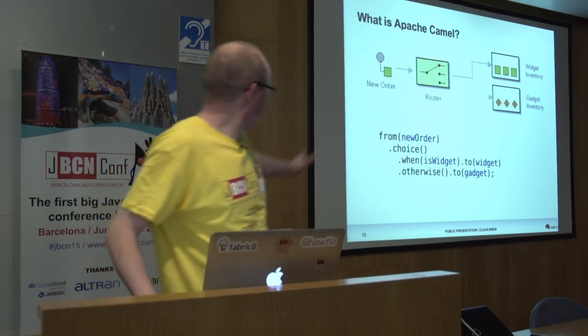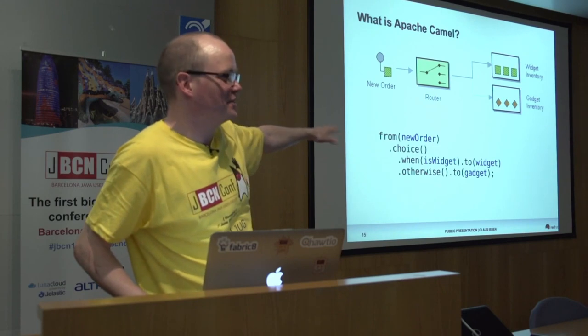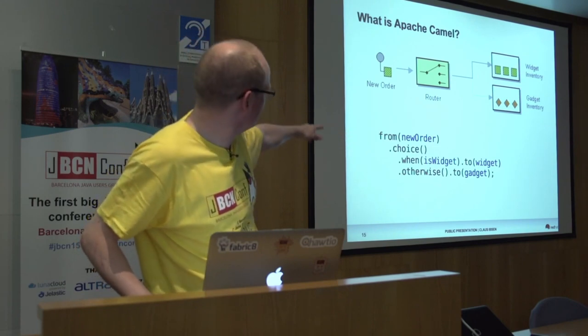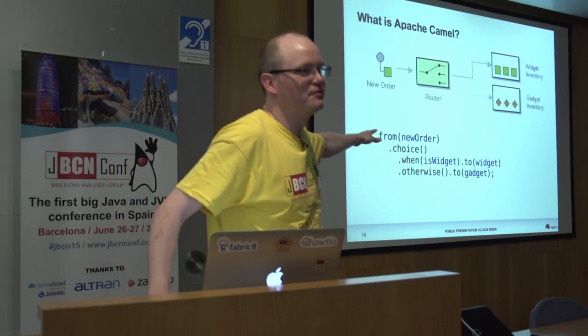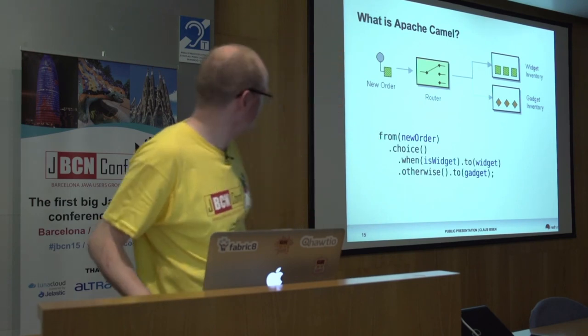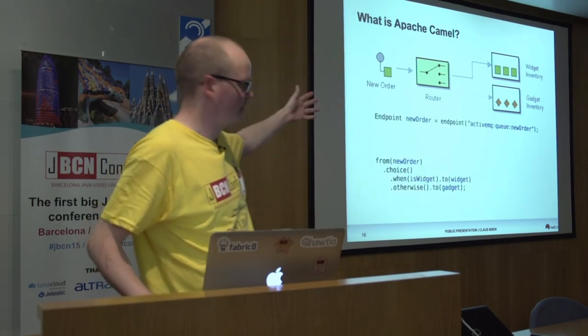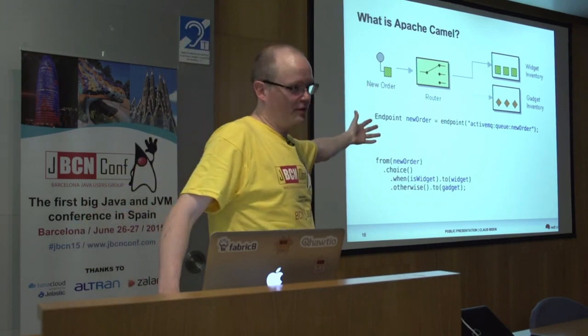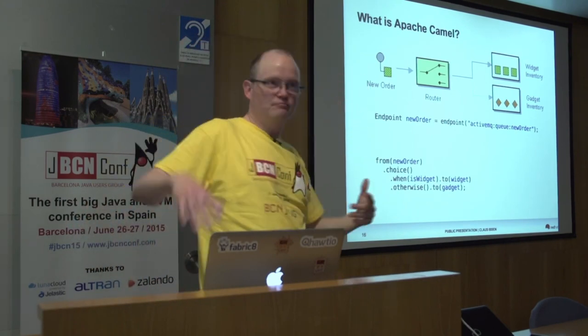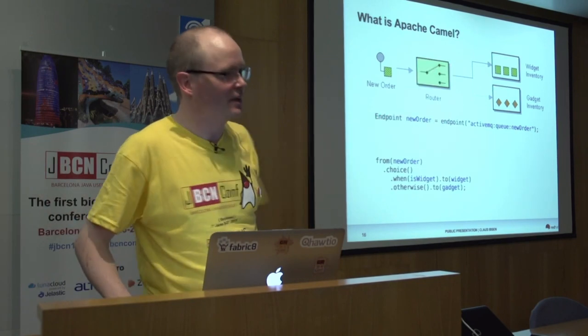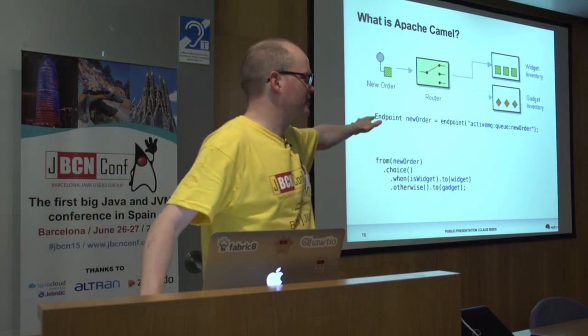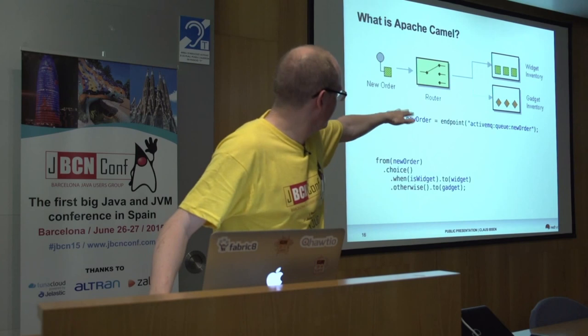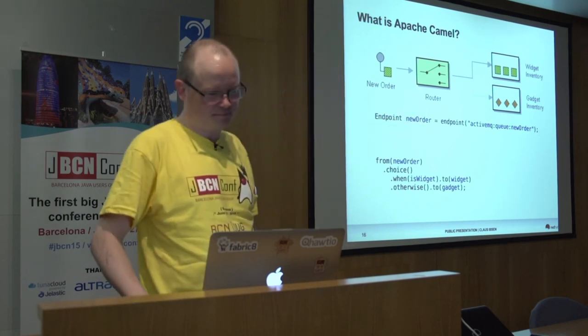Okay, so now we have something in English words that you can read and kind of understand. But let's take a close look at that blue stuff. What is that? The blue stuff are endpoints. So in this example, the message comes from an endpoint, and we are using a message broker called Apache ActiveMQ. We define it up there, and the queue name is new order.